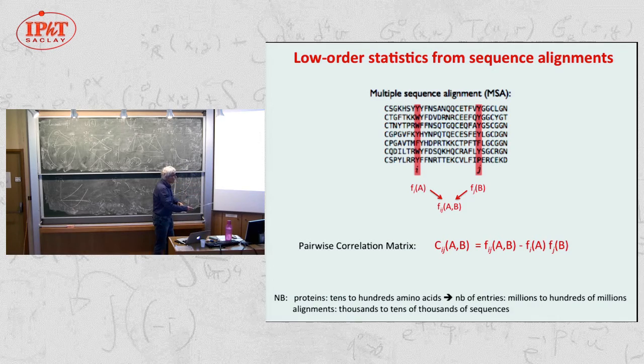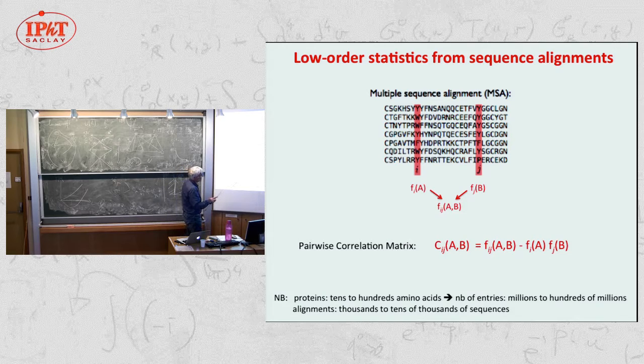So just to give you an idea about the numbers, the number of sites in a protein ranges from tens to hundreds. That's typically the number. Here I will show you some examples on small domains with 30, 50 amino acids, but you can have 200, 300 or more than that.